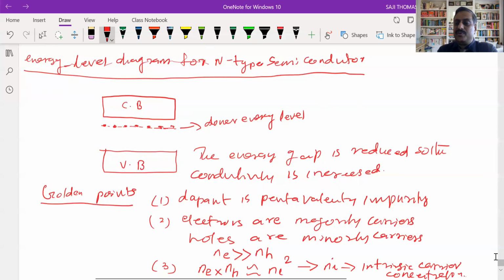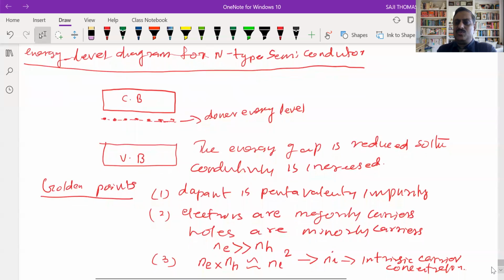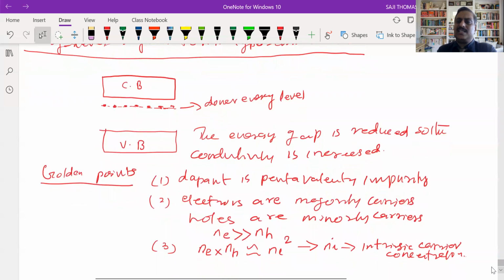Another important point you have to remember is that the impurity atom donates electrons to the crystal structure, but the crystal structure remains neutral. Why? When the impurity atom donates one electron, the impurity core becomes positive. So charge is neutralized. Okay, that is the fourth point to remember.